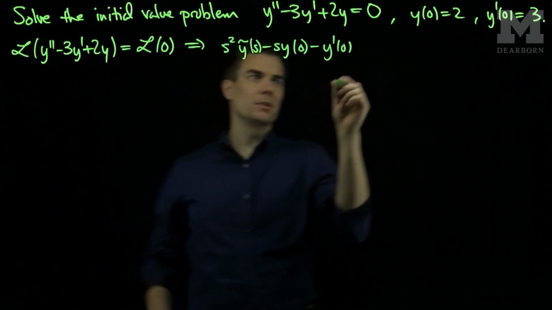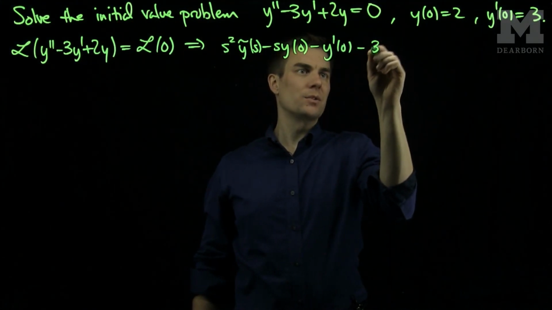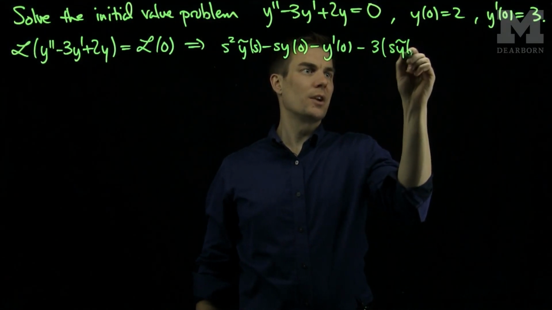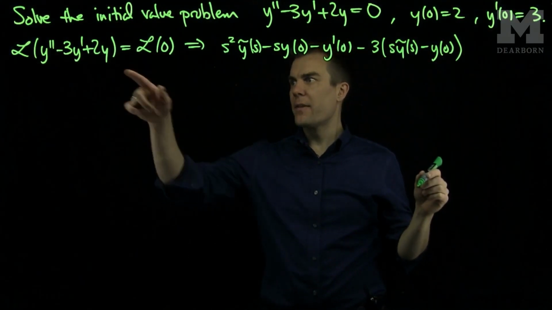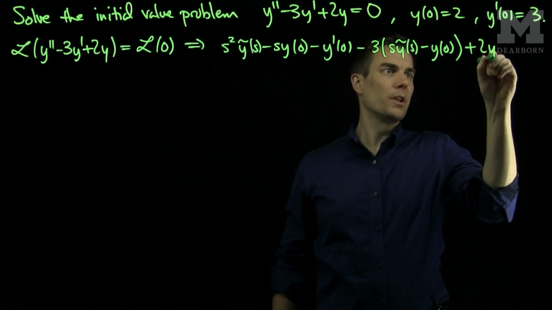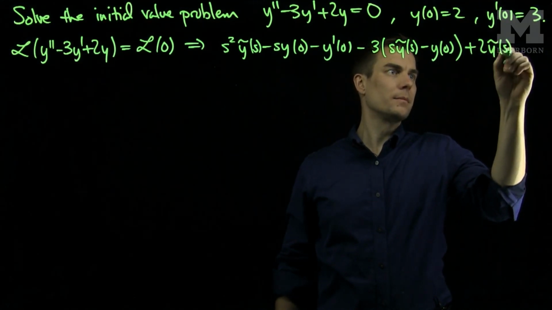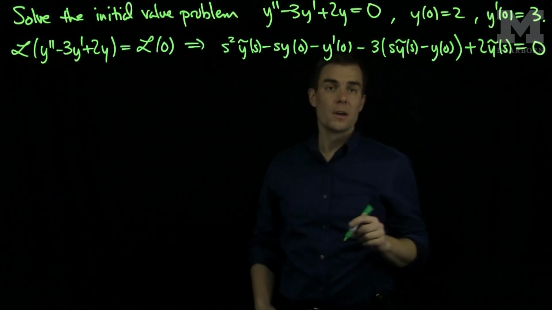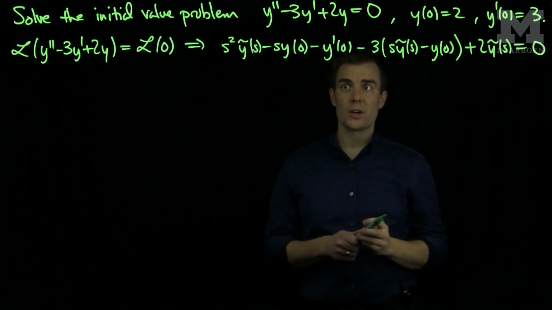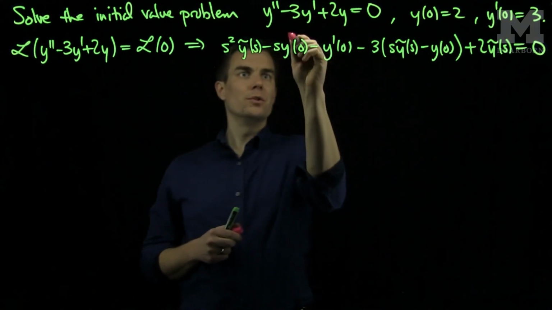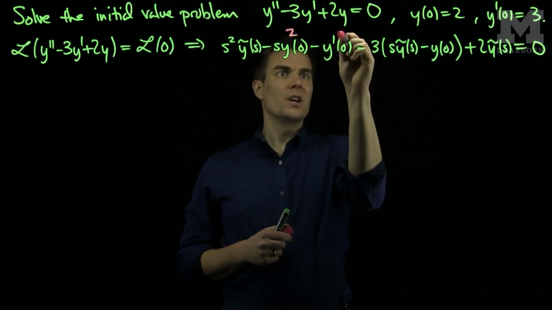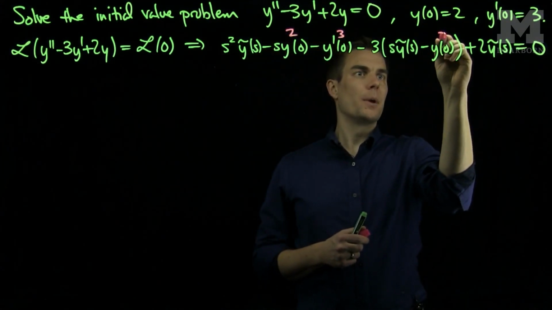Then I have 3 times the Laplace transform of y, so I'll have a minus 3 times s Laplace transform of y minus y of 0. And finally I'll have plus 2 the Laplace transform of y equals 0. Now we'll gather like terms and use our condition. So our condition tells us that y of 0 is equal to 2, so this will become a 2, this will become a 3, and this will become a 2.